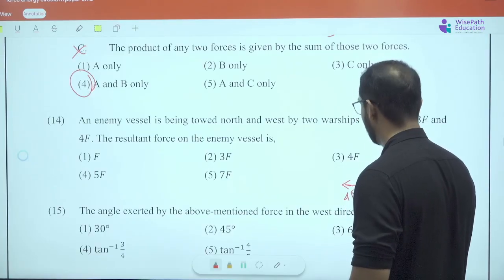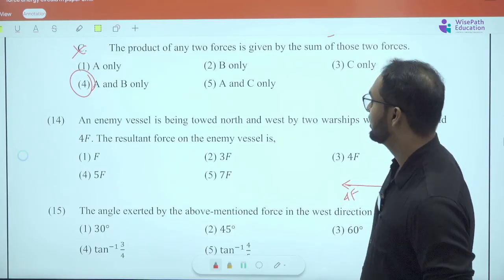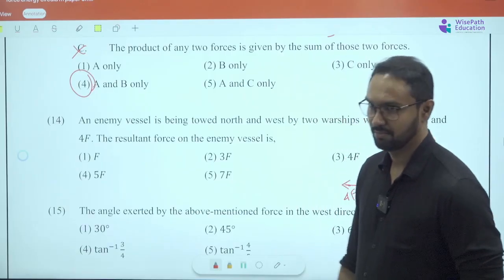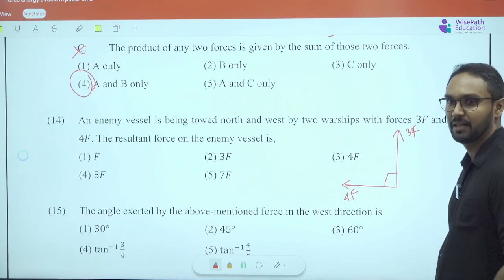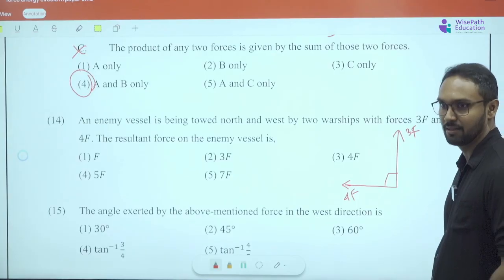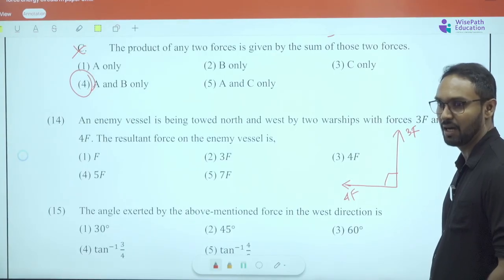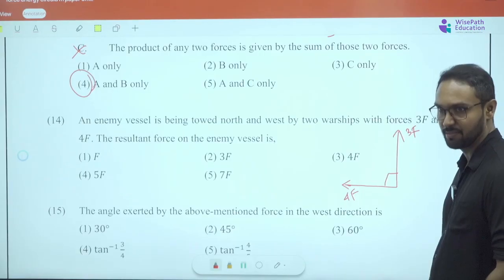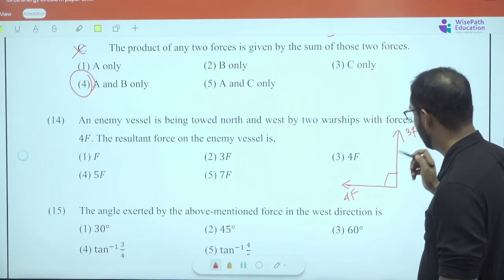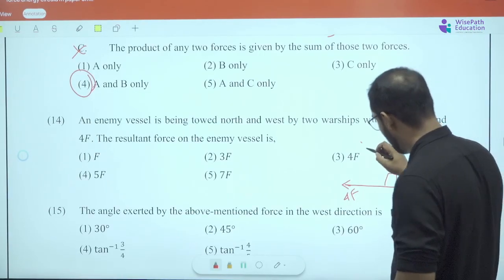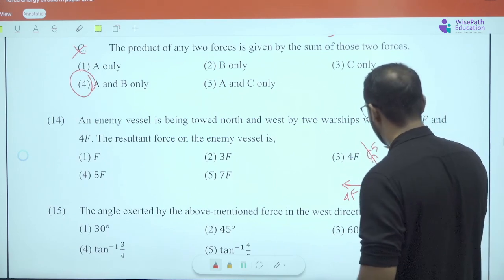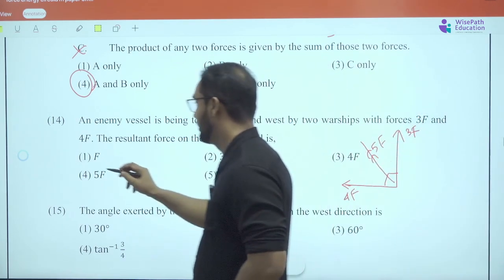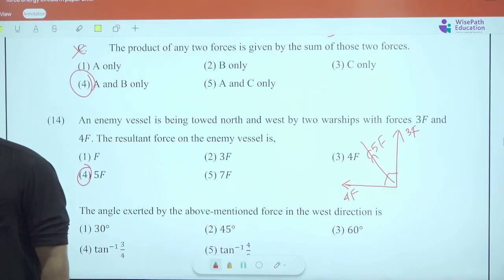And that is 4F, right? The resultant force of the enemy vessel: the angle between the two main directions is 90 degrees. So it should be R square equals P square plus Q square. Yes, that is Pythagoras. So it's a triplet, 3, 4, and the triplet should be 5. The resultant should be 5F. The answer is 4. Yes, answer is 4.